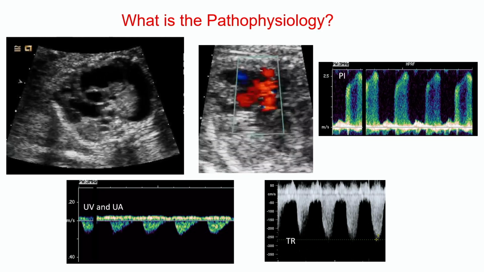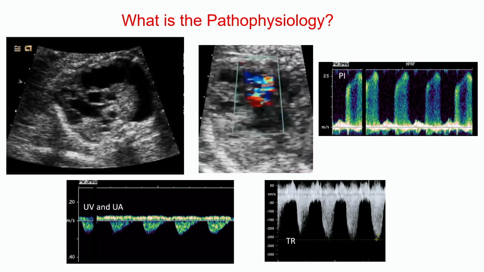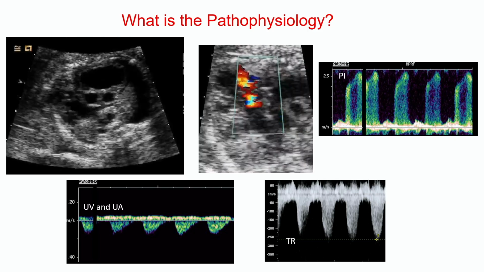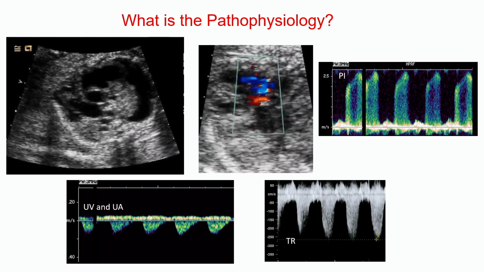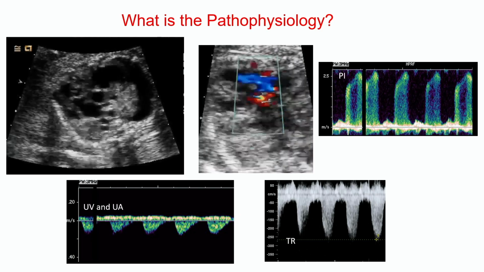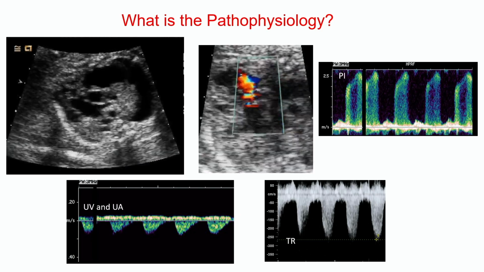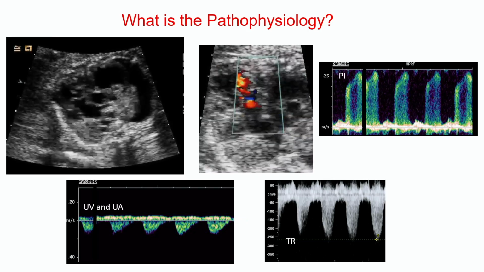We also look at the umbilical vein and the umbilical artery, which are very abnormal. There's absent end diastolic flow. There's a little bit of notching in the umbilical vein. And a really important feature, which we hadn't talked about yet, is the velocity of this tricuspid insufficiency.